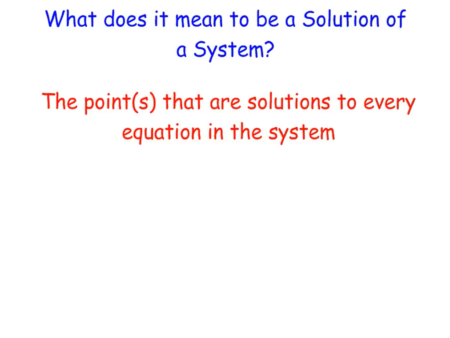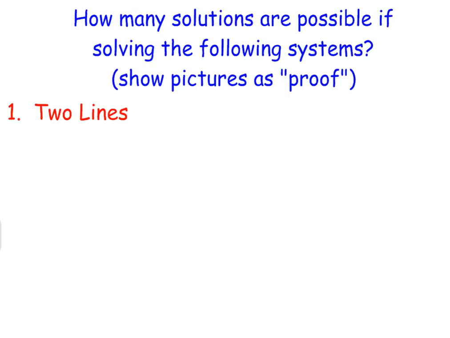Well, if you have a solution, that should be a point or points that are solutions to every equation in the system. So if you have a bunch of equations and you find a solution, which is your x comma y, if you substitute that back into each equation, it should make all of them a true statement. If at any point it makes a false statement, it's not a true solution to your entire system.